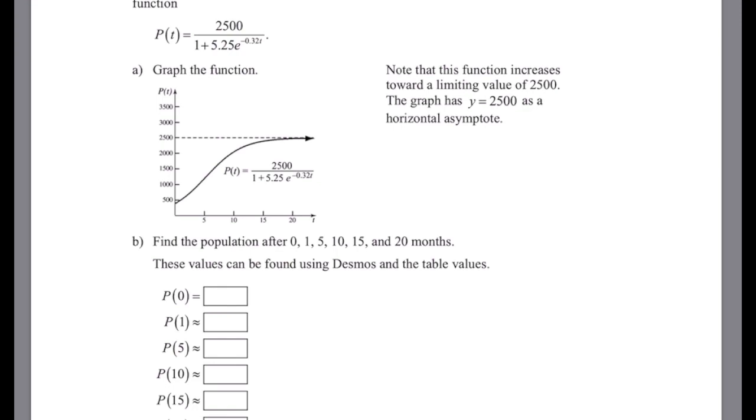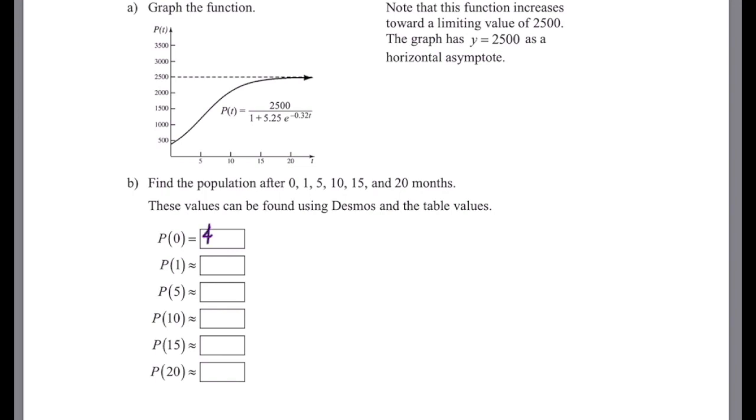By using the table tool in Desmos, we can easily find these values, such as P of 0, we would have 400, P of 1 is 519.5, P of 5, after 5 months we'll have 1,213.6, after 10 months we'll have 2,059.3, 15 months we'll have 2,396.5, and after 20 months we'll have 2,478.4. If we continue to increase the number of months, we will get closer and closer to 2,500. However, we will never actually reach that 2,500 limit, since it is a horizontal asymptote.